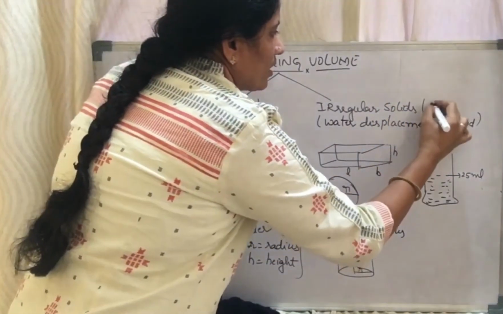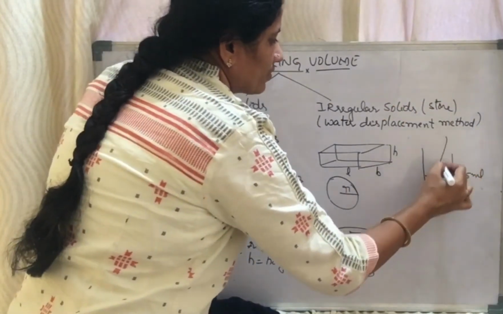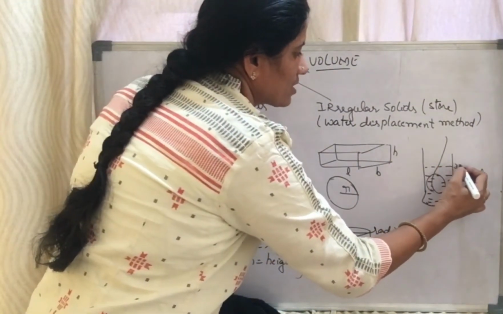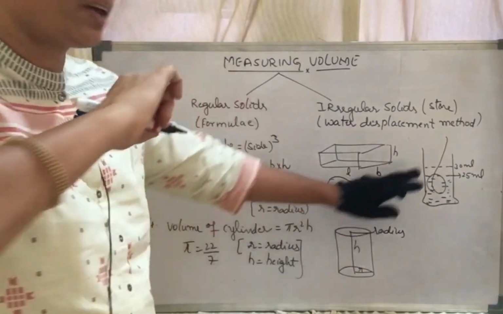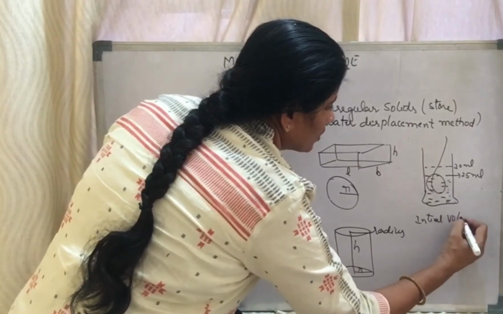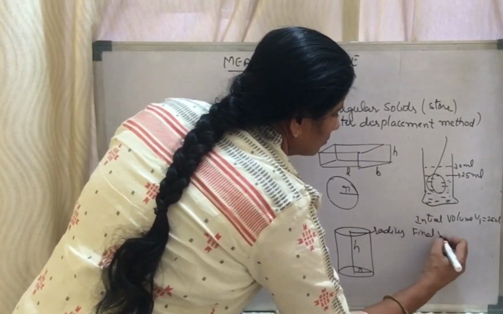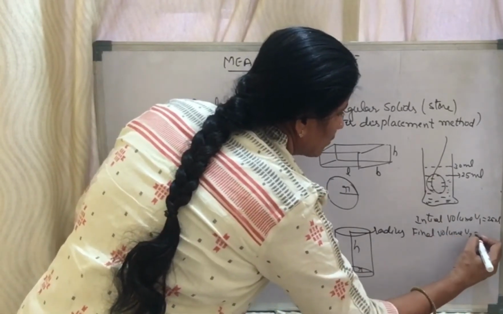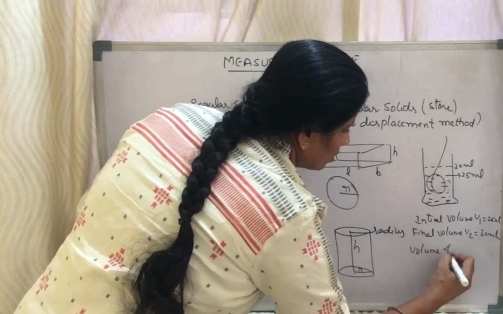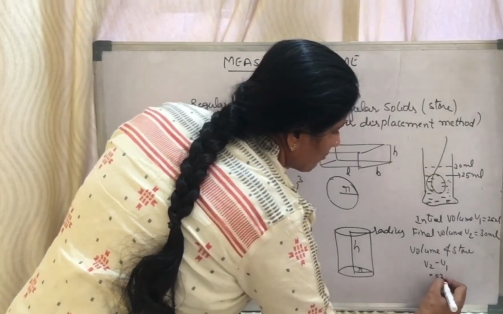Now for the irregular solid, let us take an example of a stone. Tie the stone with a thread and immerse it into the water. When you immerse it into the water, the level of the water will increase. Let us consider 30 milliliters. The level of the water has increased. So the initial volume V1 is 25 milliliters, and the final volume V2 is 30 milliliters. Therefore, the volume of the stone is V2 minus V1, which becomes 5 milliliters.